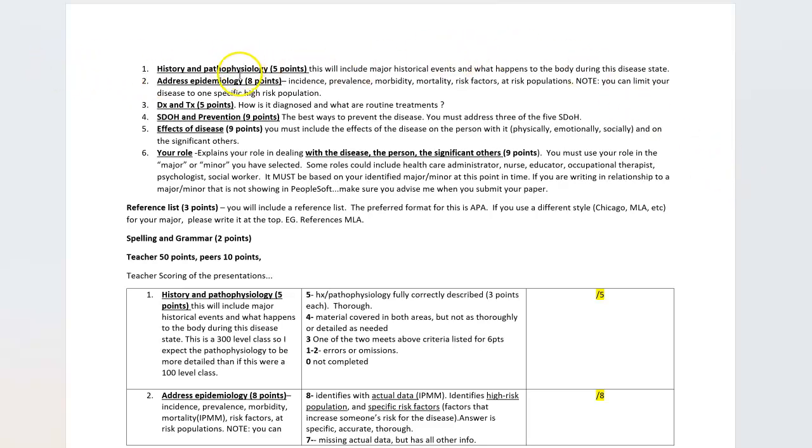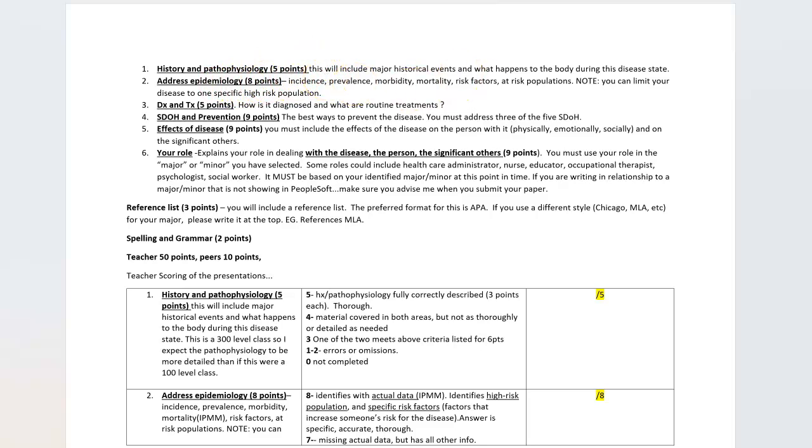The first thing you have to cover is history and pathophysiology. Some of you are getting this feedback. You cannot say, okay, it was identified in 2000 BCE and then start talking about 2024. You should be identifying the major things that have happened in historical context and what is happening at the cellular level in the disease in relationship to your population.